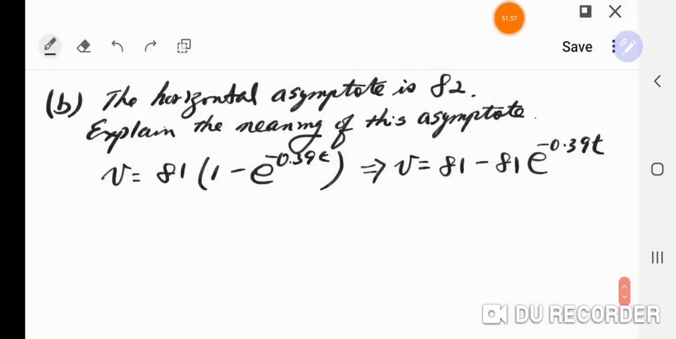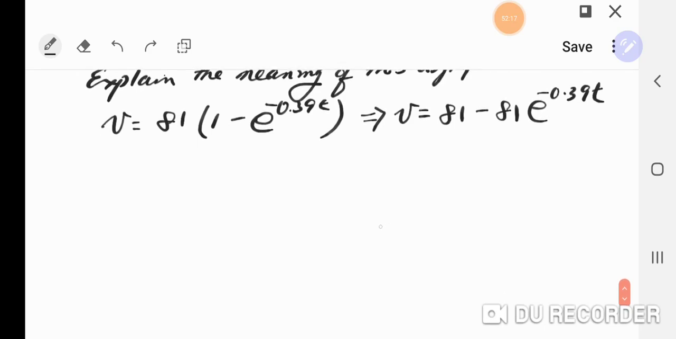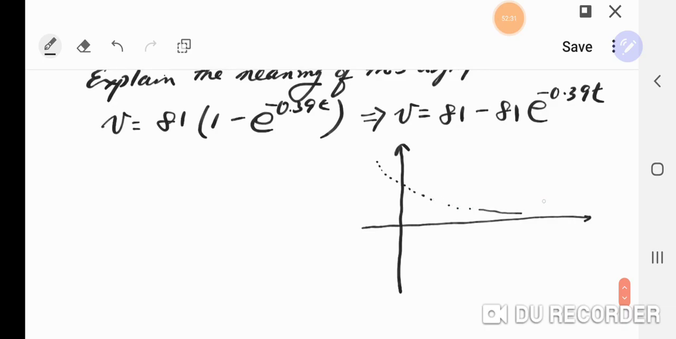For this one, there is a horizontal asymptote, that will be 82. Then explain the meaning of this asymptote. So the velocity equation is this, and then if we distribute, the velocity will be 81 minus 81 times e to the something. So why don't we graph this using transformation? It's much easier to understand. So the graph of e to the negative power will be this. E to the negative power is this. So this is e to the negative 0.39t.